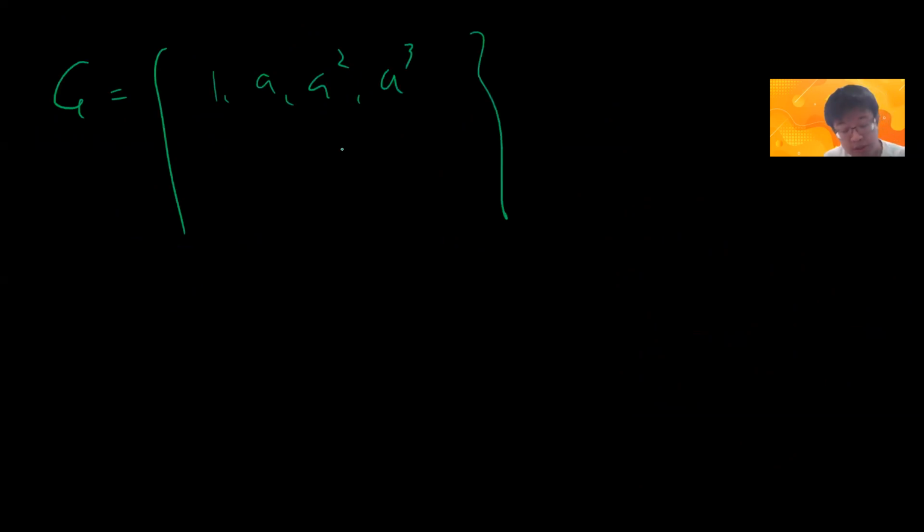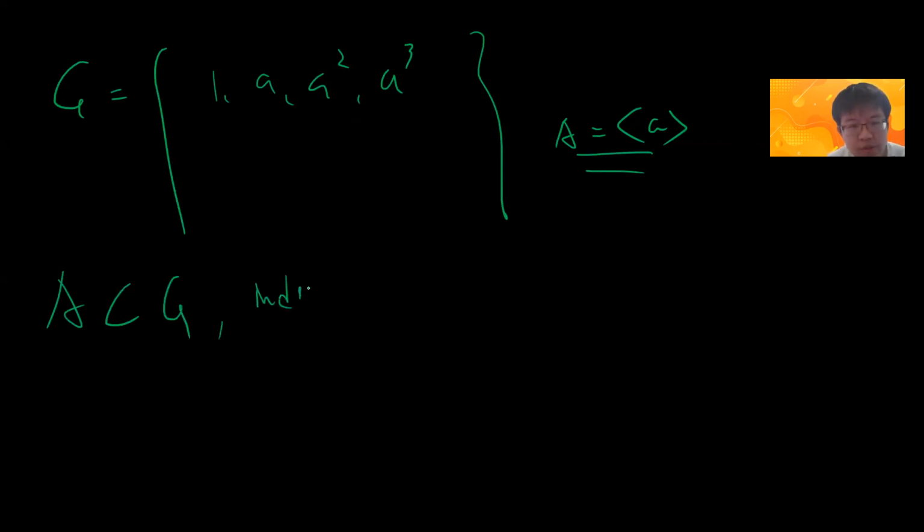Okay, so now here comes the problem. It's very simple, right? So let's start. Our group G must be written as 1, A, A squared, A cube. And let's say A is generated by A, right? So A is a subgroup of G with index 2, right? So an index 2 subgroup must be normal.